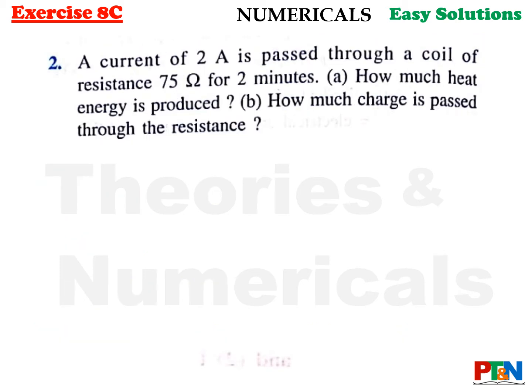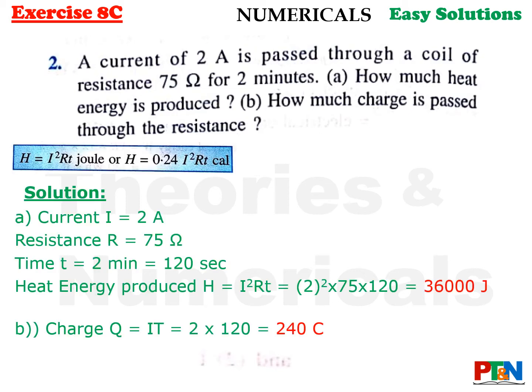Next one: a current of 2 ampere passes through a coil of resistance 75 ohm for 2 minutes. How much heat energy is produced? How much charge is passed through the resistance? Simple formula. What is given is I is equal to 2 ampere, resistance is 75 ohm, time is 120 seconds. So heat energy, you put the values in the formula, you get the value as 36000 J. You have to calculate the charge. Charge Q is equal to I into T, that is 2 into 120, that is 240 coulomb.